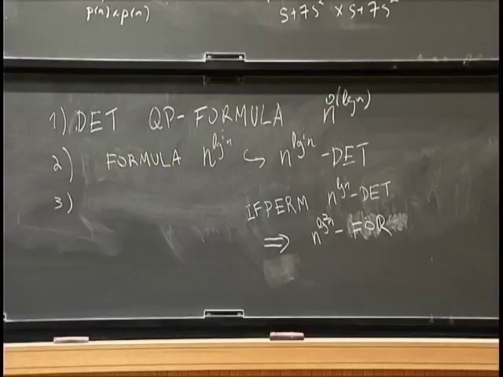I mean, if you prove, say, a super quasi-polynomial lower bound, then you've proven that the permanent is not in VP, right? Yes. Okay. Yes.